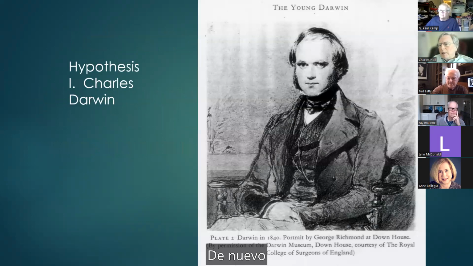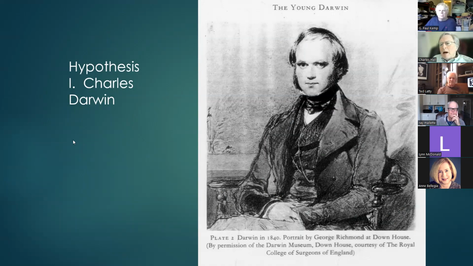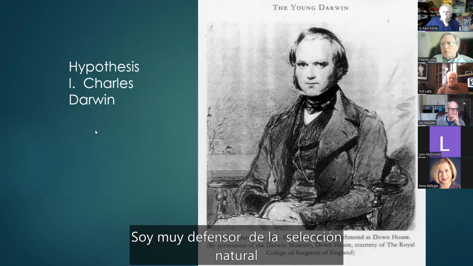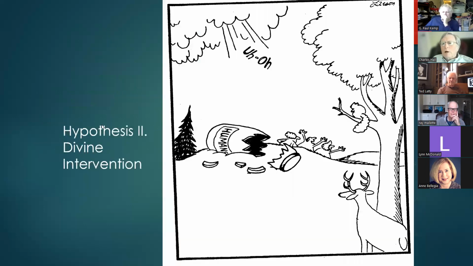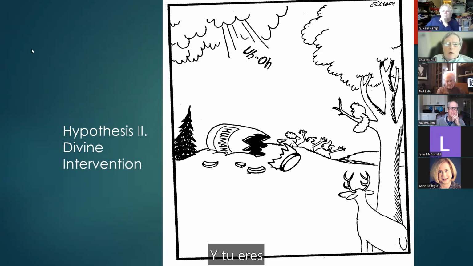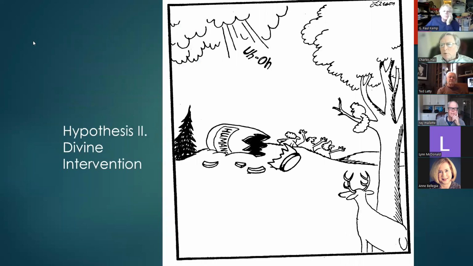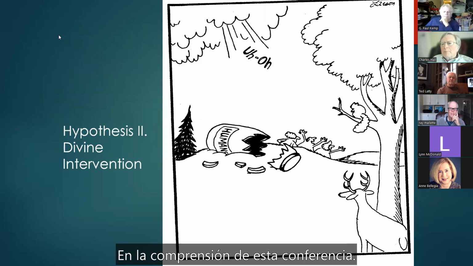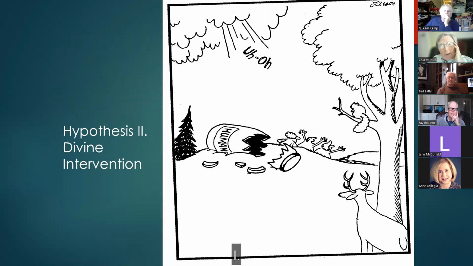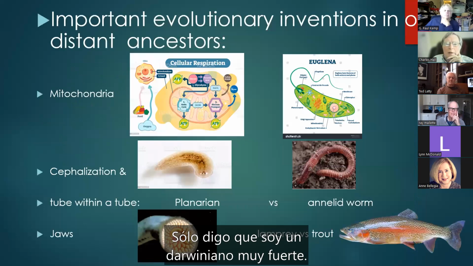Now, again, we start with this hypothesis of Charles Darwin. I am a very strong natural selectionist. We understand that there are other hypotheses, and you are perfectly welcome to hold that perspective. It will not make much difference in understanding this lecture, but just say I'm a very strong Darwinian.